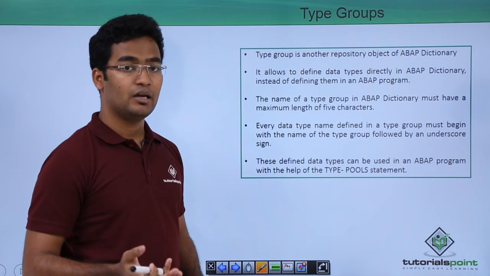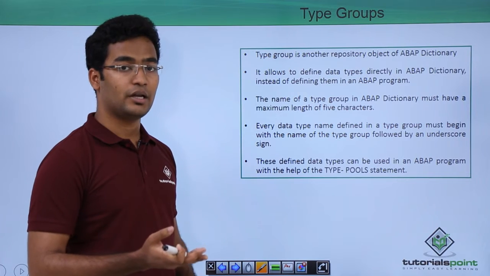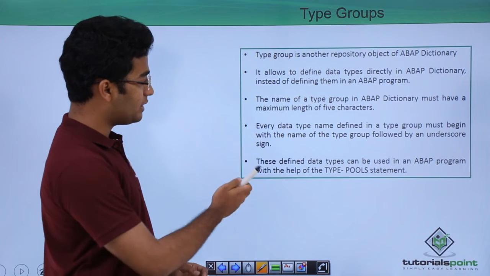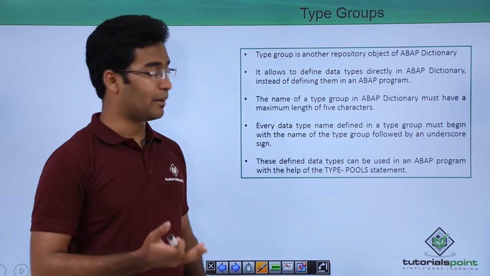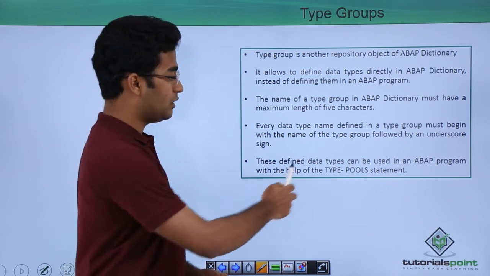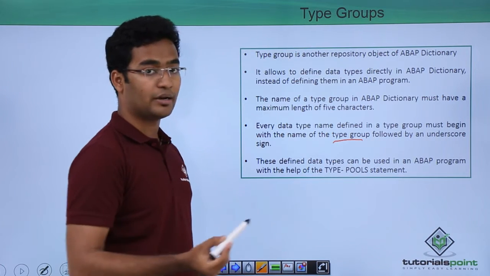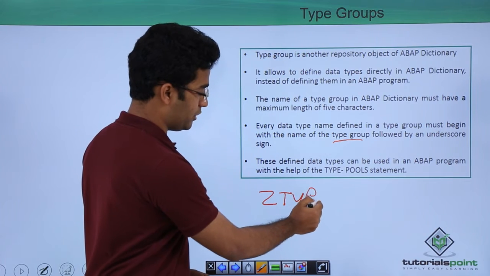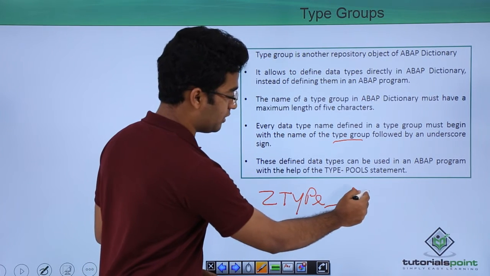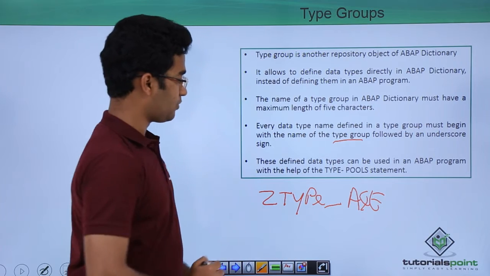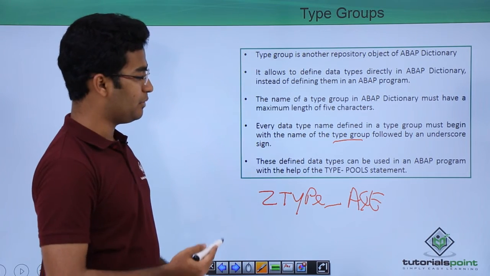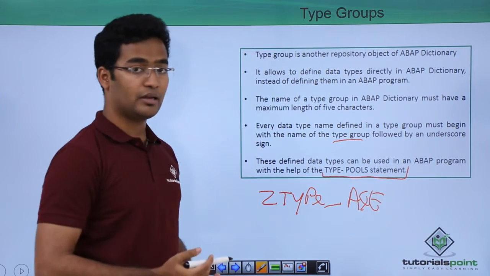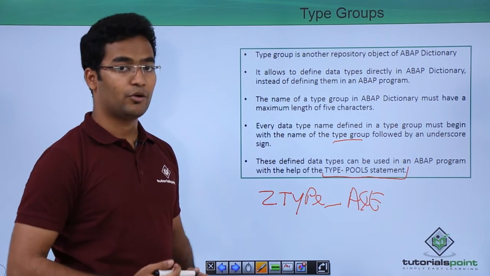When we are defining type groups in the data dictionary, the maximum length has to be 5 characters. Every data type name defined in the type group must begin with the name of the type group itself, followed by the underscore sign. So if the type group is ZTYPE, it should be followed by an underscore and then the name should come. These defined data types can be used in an ABAP program with the TYPE-POOLS statement. So let us see a live example of how a type group looks.